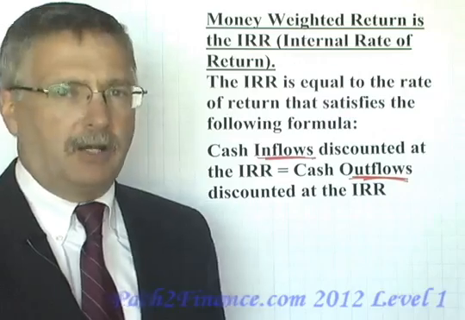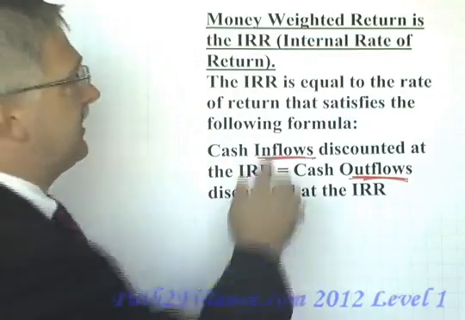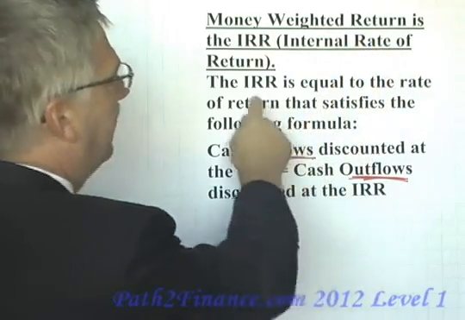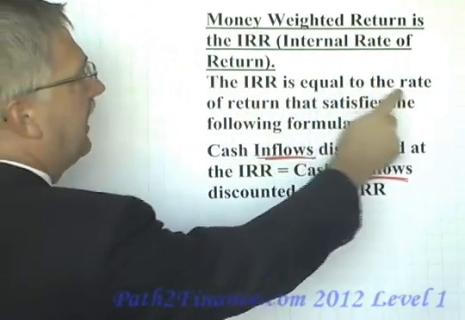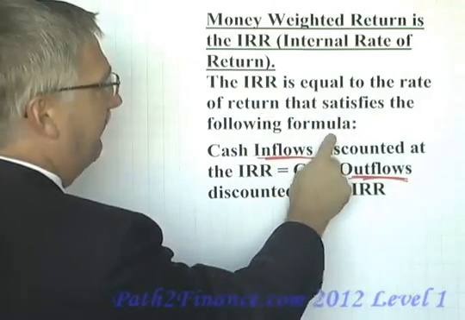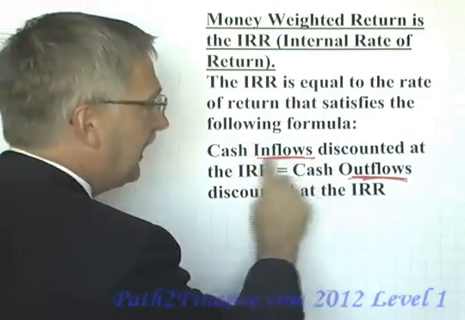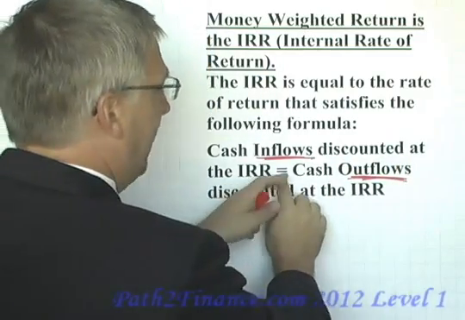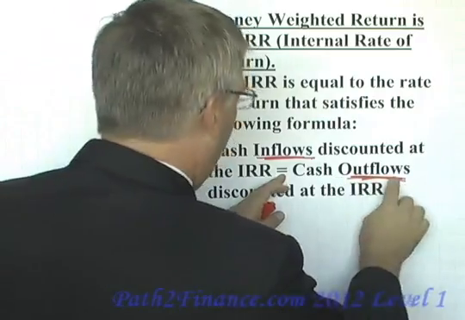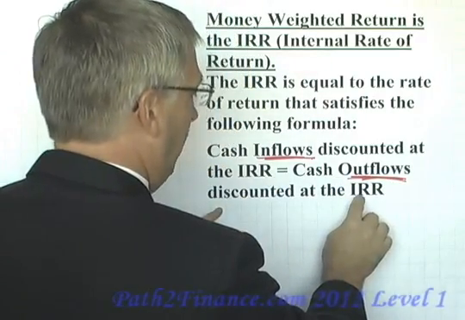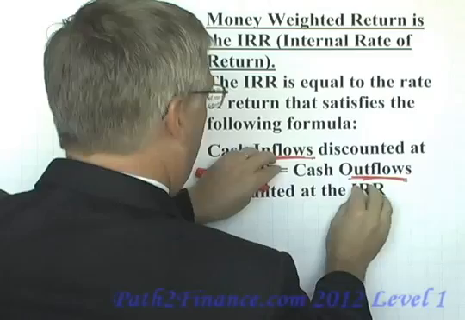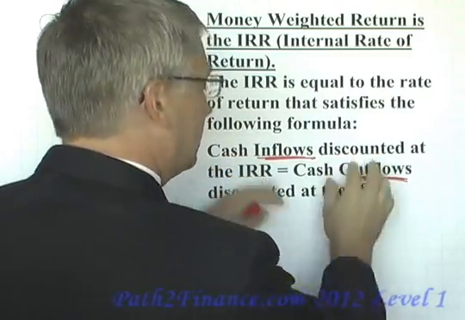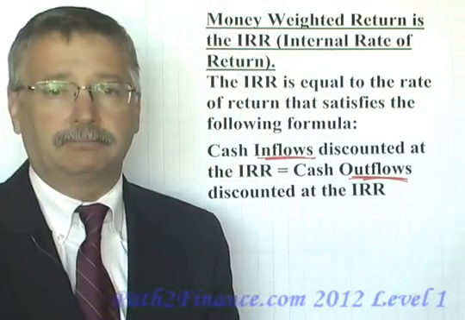A very, very common measure in finance is the internal rate of return. That's the money-weighted return. The internal rate of return is the rate of return that satisfies the following formula: when cash inflows discounted at that internal rate of return are precisely equal to the cash outflows discounted at the internal rate of return. When you find the number that makes the cash inflows and the cash outflows discounted the same, that is the internal rate of return.